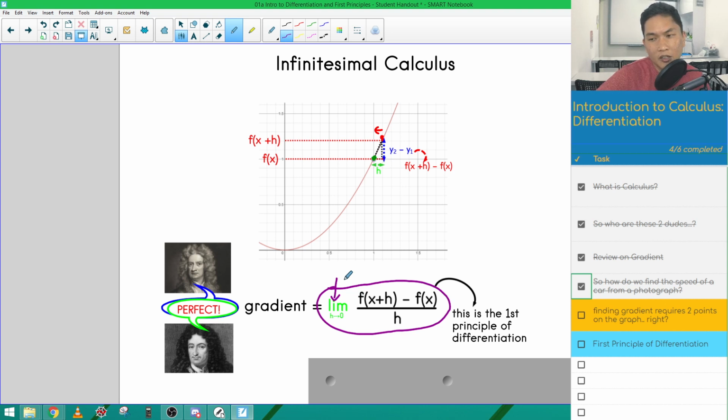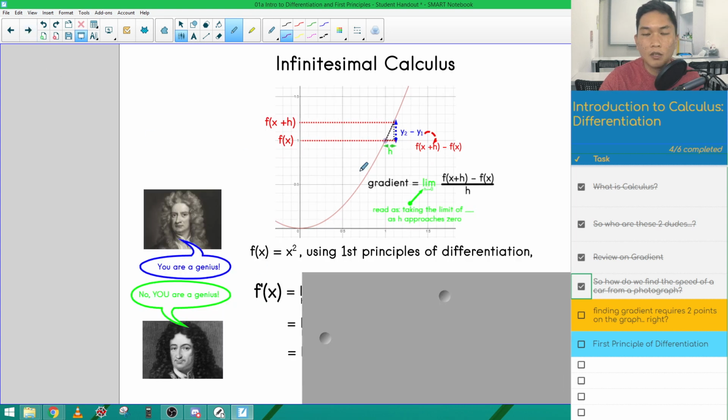I will not check it off the checklist yet because I'm going to explain to you the beauty of this first principle by first going through an example. The example is, let's say our function is just x squared. Right, f of x is x squared.